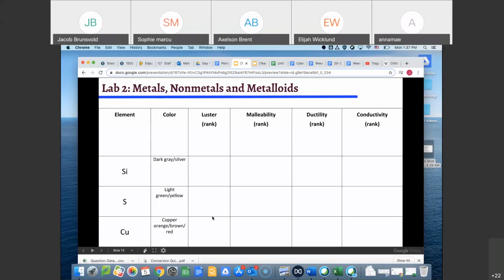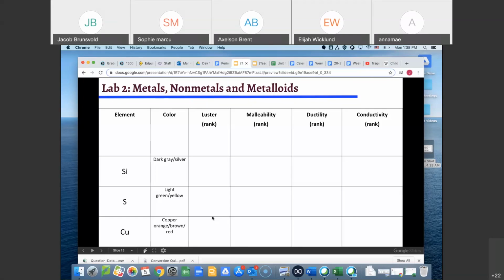Now, it's funny. You guys have almost all said that silicon was the most shiny, and I thought silicon was the most shiny too. My first hour honors class, they almost all said that copper was the most shiny. So it's just funny how different people see things differently. I thought the silicon was the most shiny though.